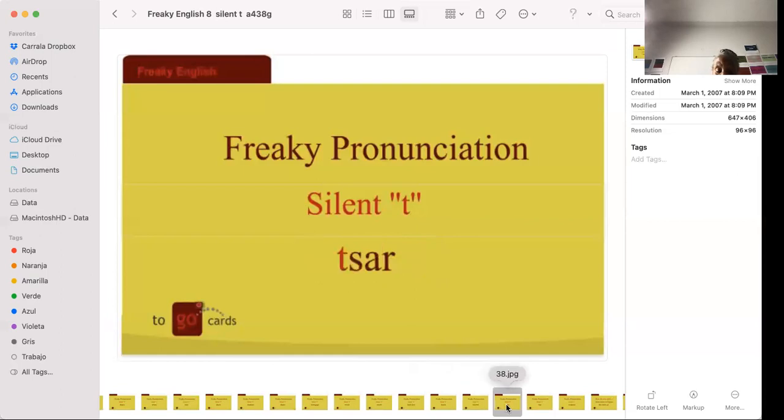Czar, the Czar. The Czar was the ruler of Russia before the Russian Revolution in 1917. I've seen Czar spelled with an S and I've seen Czar spelled with a Z. There it is, Czar.